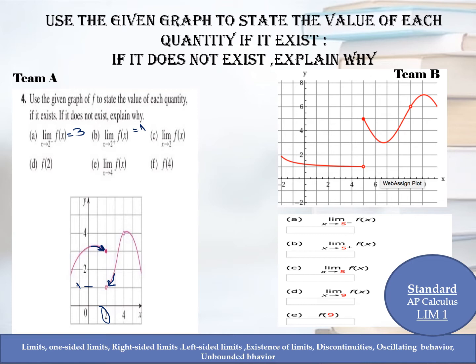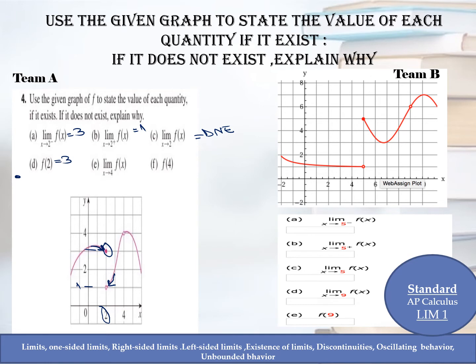Now both the lines are not meeting. So from both sides the limit does not exist. f of 2 means you have to read the point which is included. So here is the point. What is it equal to? It is equal to 3.